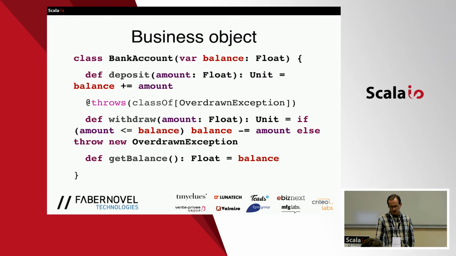The implementation is what you should expect again for withdrawal. And if you exceed your balance, it throws the OverdrawnException. And lastly, get balance, same as before. How do you use Remote4j with this business object?